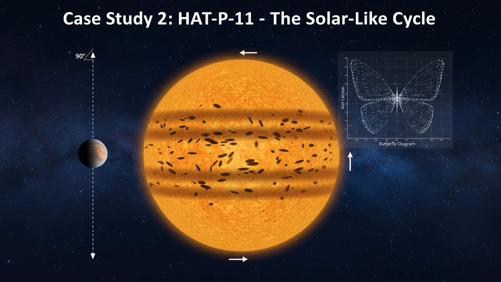Our second case study is HATP11. While TOI 3884b showed us the poles, HATP11 gave us a glimpse of a stellar cycle in action. This is a Neptune-sized planet orbiting a K-dwarf star, which is slightly smaller than our Sun. Using 4 years of data from the Kepler Space Telescope, astronomers detected hundreds of spot-crossing events. On our Sun, spots do not appear randomly. Over an 11-year cycle, they start at mid-latitudes and migrate toward the equator, creating a pattern called the butterfly diagram.